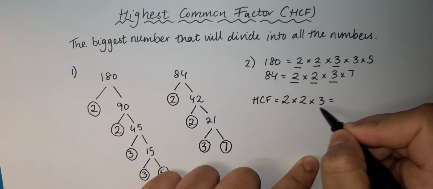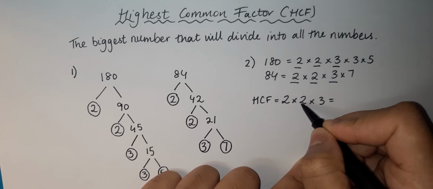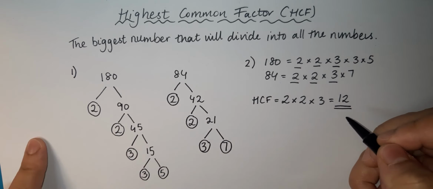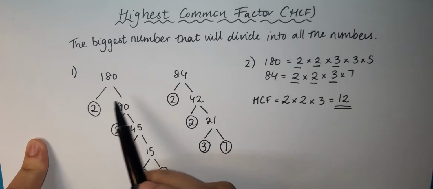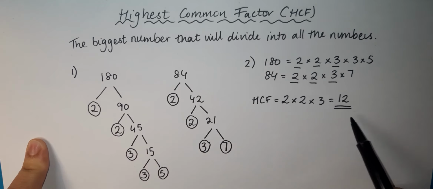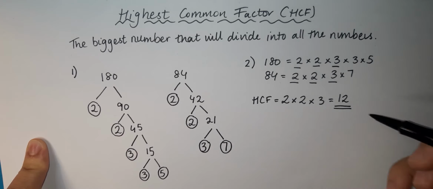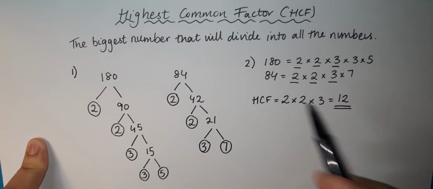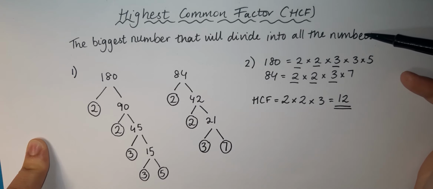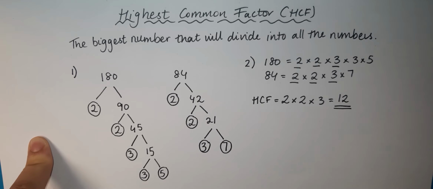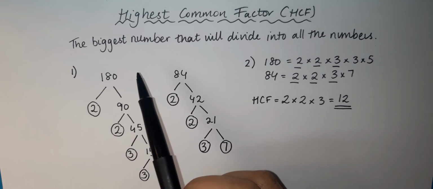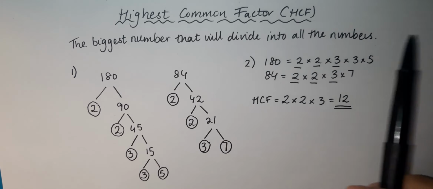And when we multiply it out, 2 times 2 is 4, 4 times 3 is 12. So the answer is 12. So the highest common factor of 180 and 84 is 12. That means that 12 is the biggest number that will divide into both numbers, which is exactly what the definition says. So to recap, the highest common factor is the biggest number that will divide into all the numbers.